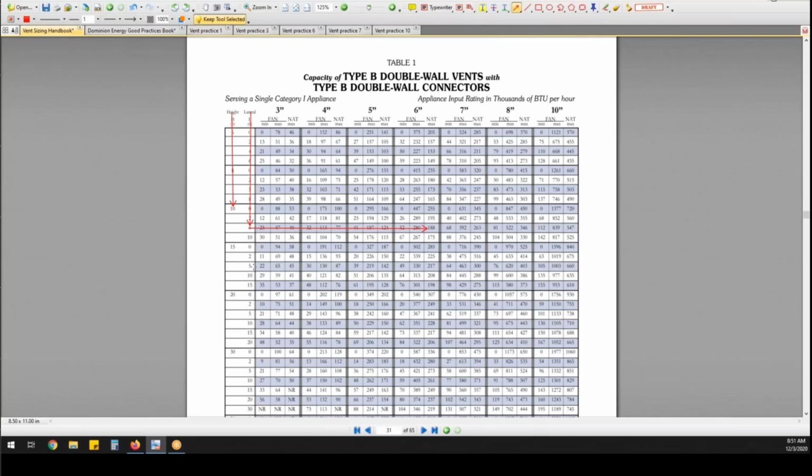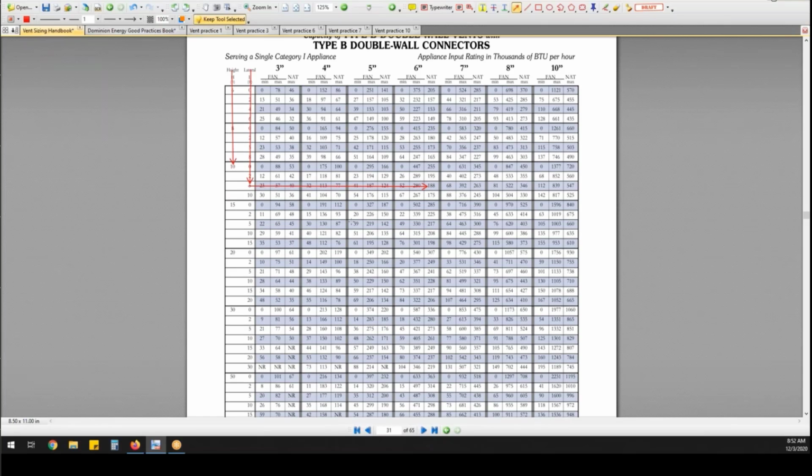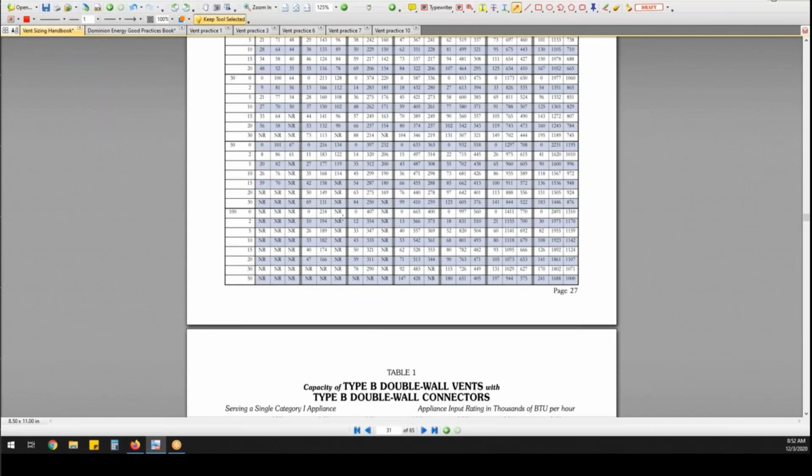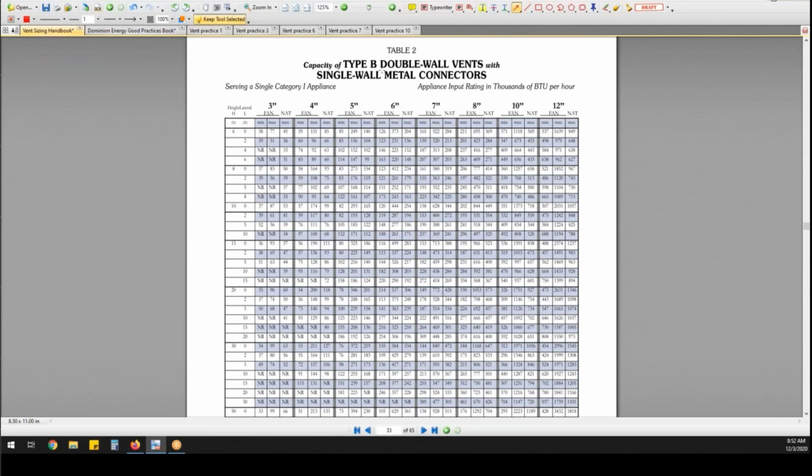Back over to the table. We could do this one in a 6-inch, so we would use a 6-inch connector of double wall and a 6-inch main vent. But let's find out if we could use a single wall connector, because single wall pipe is a lot less money than double wall. We know we can do it in double wall in 6-inch, but let's go down and see. Okay, so now I'm down to table 2, type B double wall vent, and your main vent will always be double wall. You can never run a single wall main vent, but you can run single wall connectors.